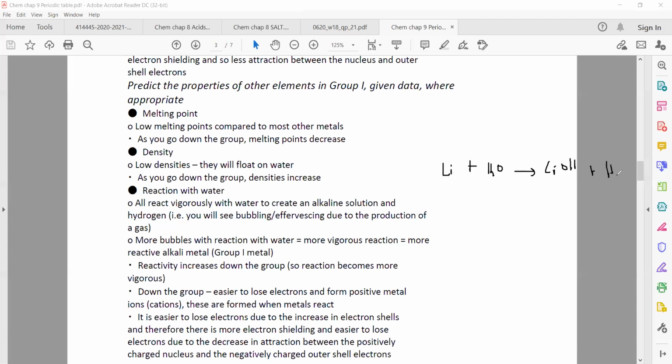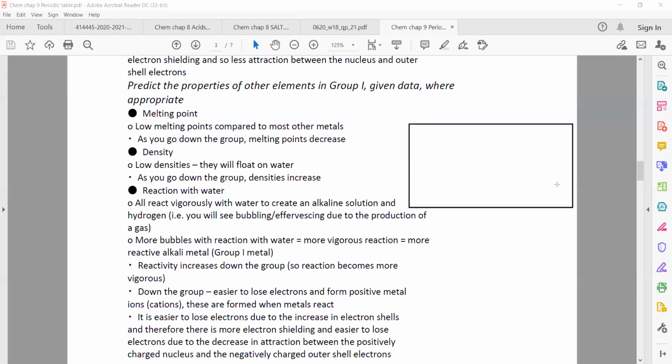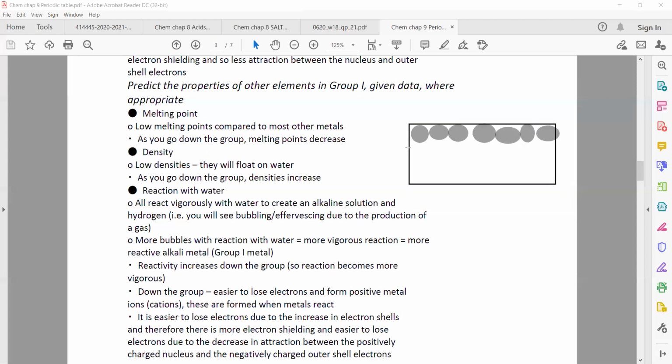And it is forming hydrogen gas. Look at the net charge on the ion. When you compare, lithium positive ions are smaller in size, and the net charge, the resultant charge, is +1.